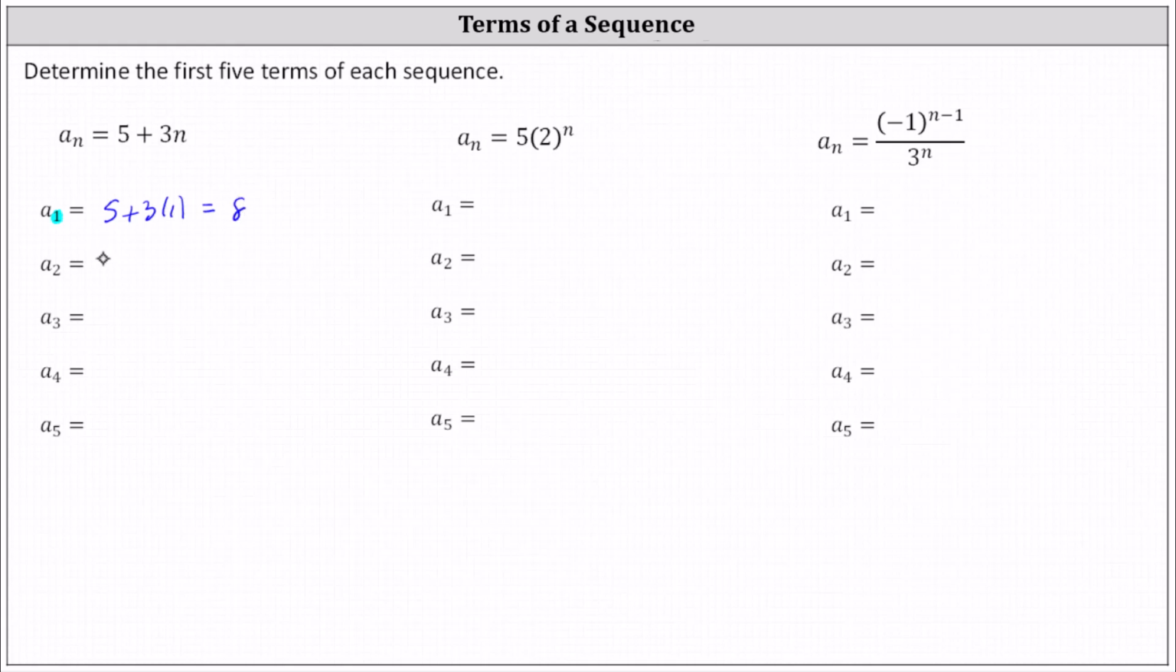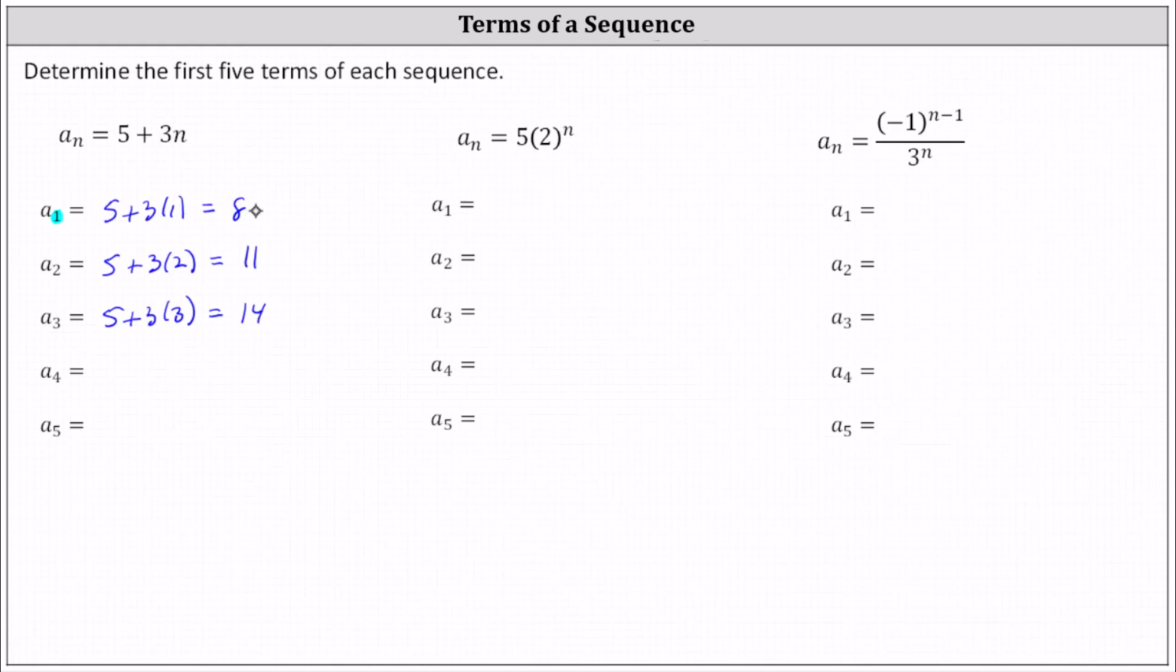To determine a sub 2, we substitute 2 for n. A sub 2 equals 5 plus 3 times 2, which is 5 plus 6 or 11. To determine a sub 3, we substitute 3 for n. A sub 3 is 5 plus 3 times 3, which is 5 plus 9 or 14.